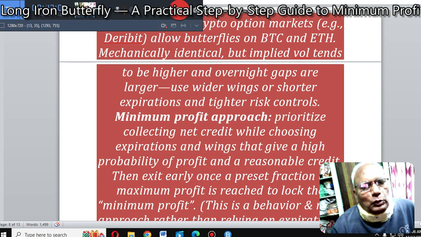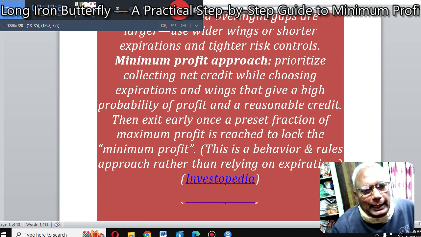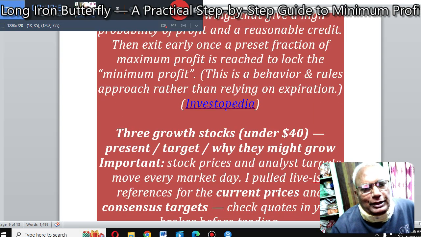Minimum profit approach. Prioritize collecting a net credit while choosing expiration and wings that give a high probability of profit and a reasonable credit. Then exit early once a preset fraction of maximum profit is reached, to lock in the minimum profit. This is a behavior and rules approach rather than relying on expiration.